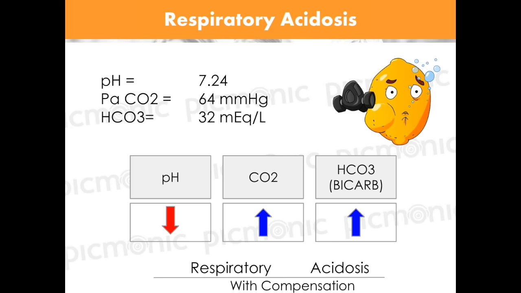pH and CO2, they're opposites. Respiratory opposites, right? But my bicarb wasn't normal. So what does that mean? How do I know that there's compensation? Well, there's two ways. So let's think about it. If my pH was low and my CO2 was high, I immediately know it's respiratory.